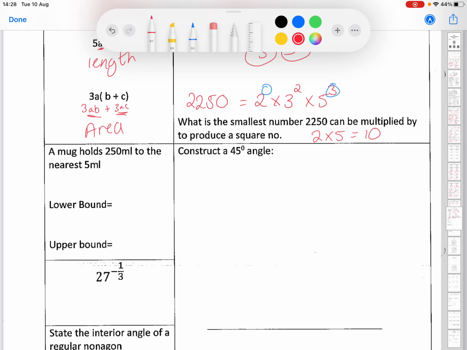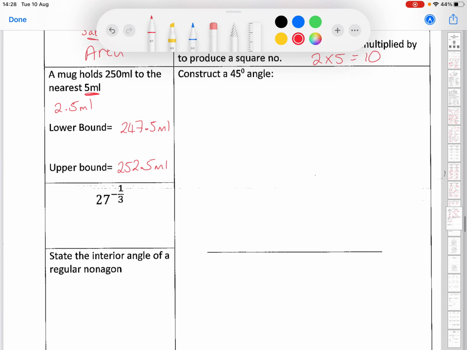Right, next one. Should we do the mug first? So we've got a mug, holds 250 millilitres, correct to the nearest 5 millilitres. We need the lower and upper bounds. So for our upper and lower bounds, we take wherever we're rounding to, we half that, and then we take it away for our lower and add it on for our upper. So for our lower bound, we've got 247.5 millilitres, and upper bound we've got 252.5 millilitres.